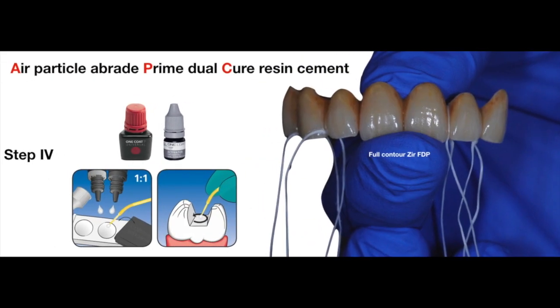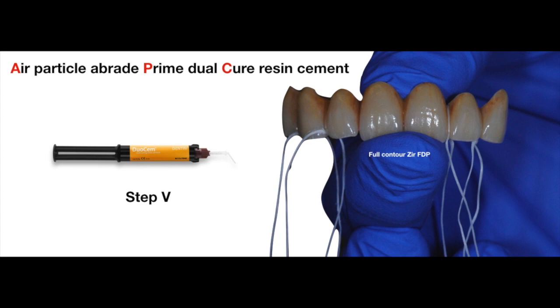For the second coat, you need to mix 1 drop of each, the universal adhesive and the activator, and then apply following the same instructions as before. At this point, you want to eliminate any excess using a dry microbrush, and then with forced air gently eliminate the solvent and light cure.